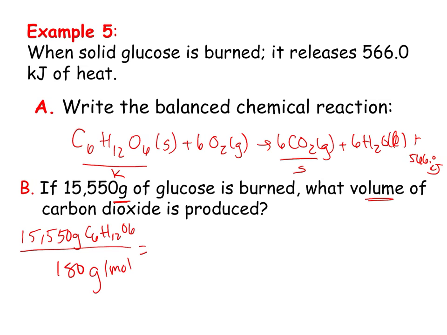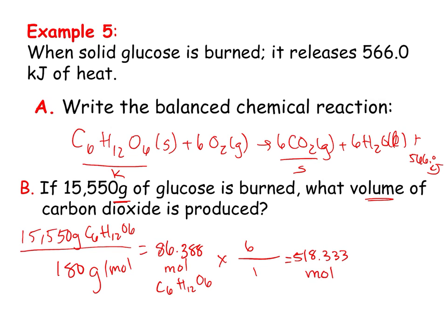So 15,550 divided by 180 equals 86, and don't round here, just keep it on your calculator. This is going to be moles of glucose. Now I'm going to use my conversion factor. I seek carbon dioxide, so that's a 6. I know glucose, which has a 1 for a coefficient, so I'll multiply by 6. 518.3 repeating, and this is moles of carbon dioxide.